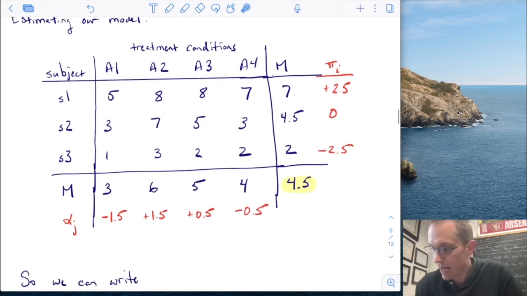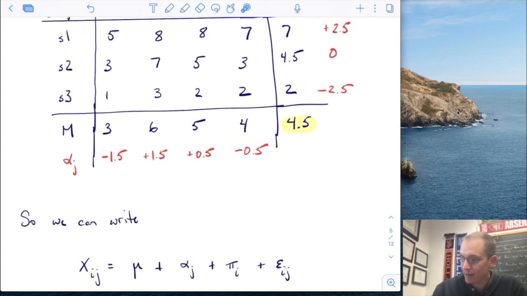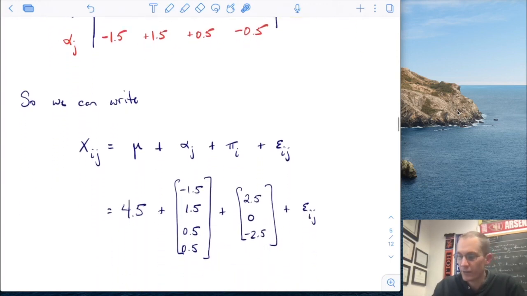So what we've basically gotten here is that we can write our model just like before. This time we're, of course, adding the subject level effects, and we can estimate them. We have 4 treatment effects, these right here, and we have 3 subject effects. So we would write that in this manner. We would have our grand mean of 4.5. We would have our 4 treatment effects written in this vector, which is what that's called. Our 4 treatment effects and our 3 subject effects, the pi i's. Okay. So there we are.